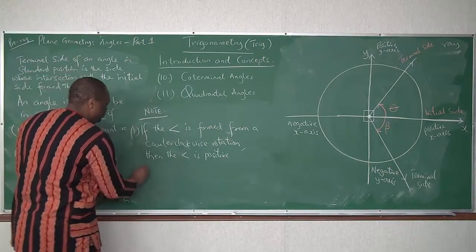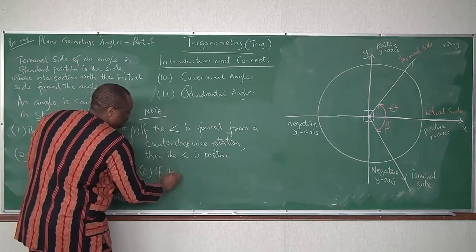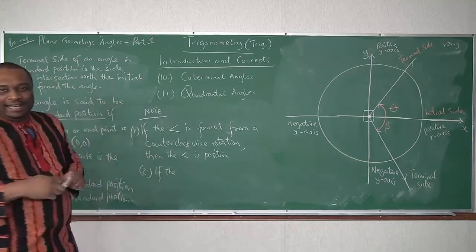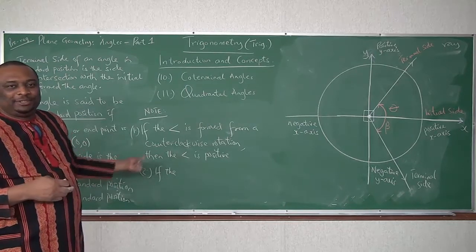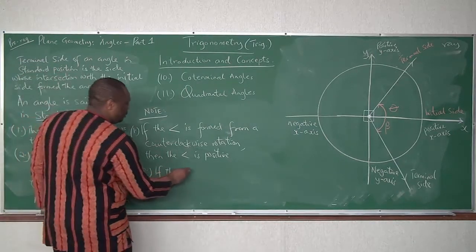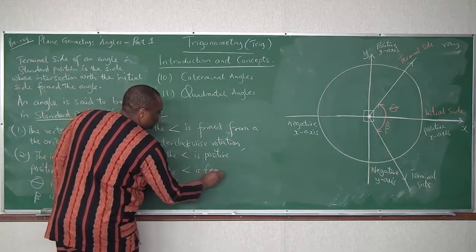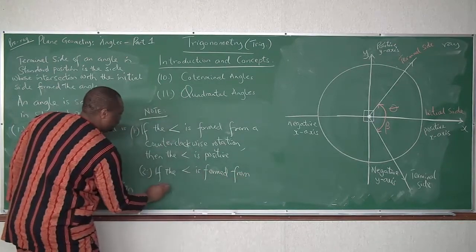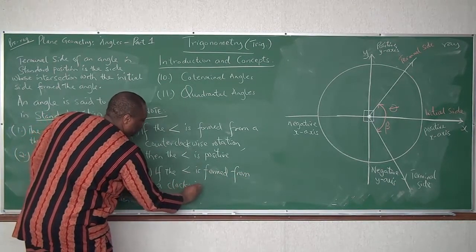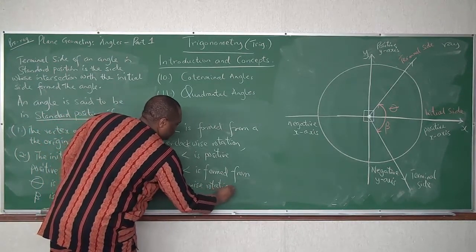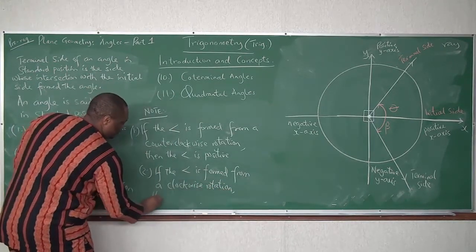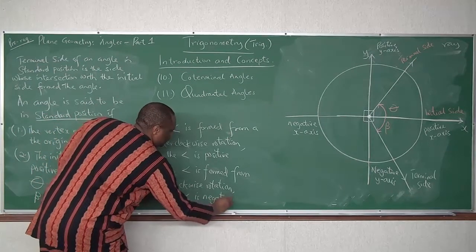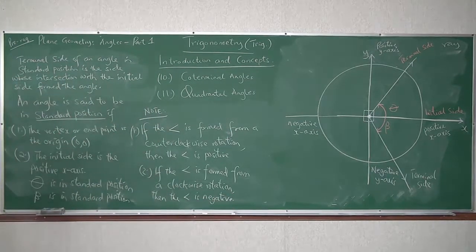Now this is one. Number two, let me just write number two because some folks here probably will not understand the conditional statement I used. If the angle is formed from a clockwise rotation, then the angle is negative. Okay? So that is it.